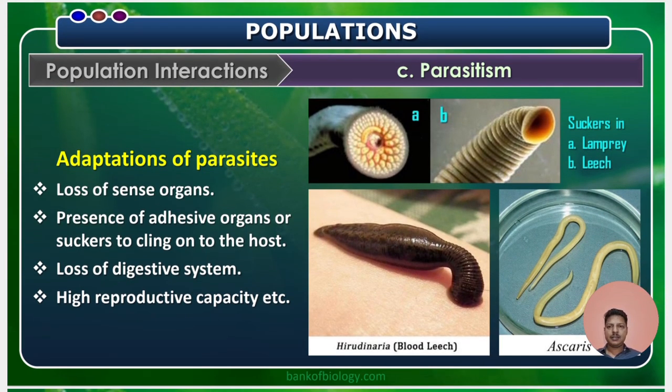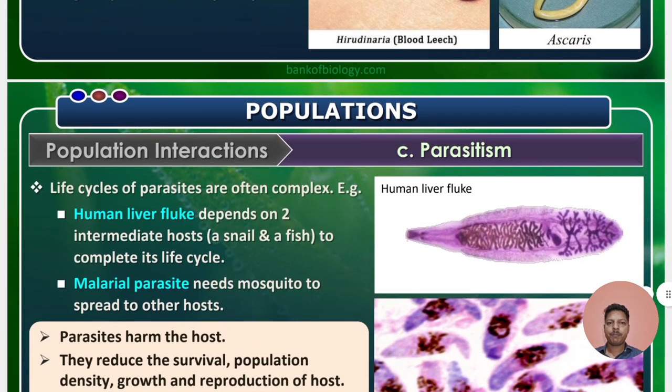Adaptations of parasites. First of all, loss of sense organs. There is no need of sense organs. Presence of adhesive organs or suckers to cling on the host. These are the suckers you can see, in lamprey and leech. Loss of digestive system. They directly take the digested food material, so there is no need of a digestive system in their body, and high reproductive capacity. Okay, they are the adaptations of parasites.